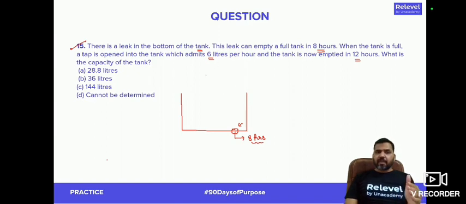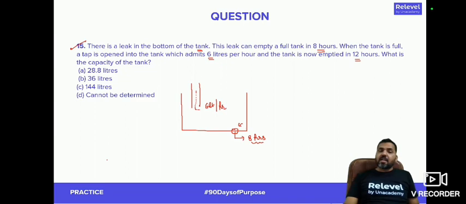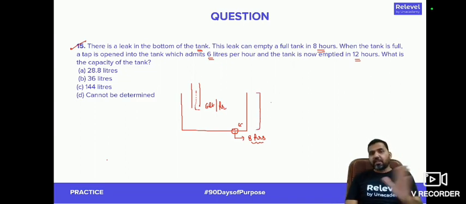Now, there is also a tap, right? It says that when the tank is full, a tap is opened into the tank which admits 6 liters of water per hour. So through this tap, 6 liters per hour of water is coming inside the tank. And now the tank is taking a total of 12 hours to get empty. See that normally because of the leak, the tank gets empty in 8 hours, right? But this time of 8 hours is now becoming 12 hours.